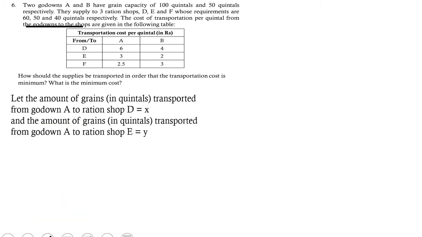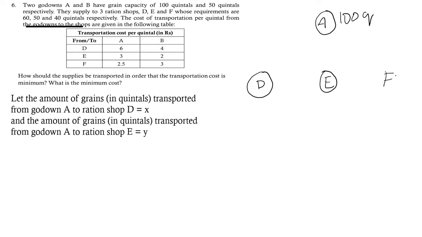Now let me draw a diagram. This is godown A and the capacity of godown A is 100 quintals. Here capacity is nothing but it is the maximum amount which that godown can hold. And from A it is going to D, E and F. Three ration shops D, E and F. D has requirement of 60 quintals, E has a requirement of 50 quintals and F has a requirement of 40 quintals.